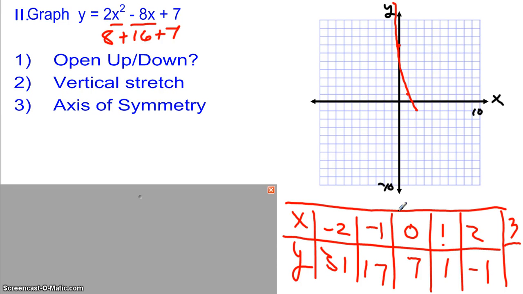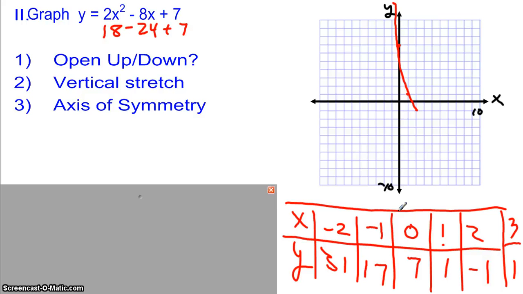Let's plug in 3 then. Go back to our equation, plug in 3. 3 squared is 9, times 2? 18. 8 times 3? 24, plus 7. What is 18 minus 24? Negative 6. Good. Plus 7? 1. Is 1. Ooh, that's interesting.